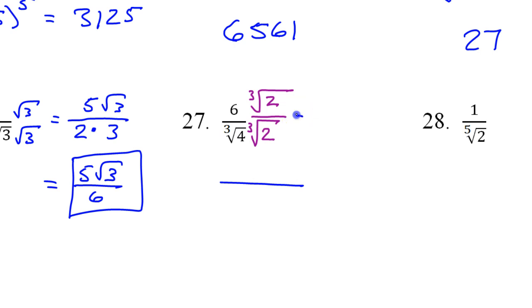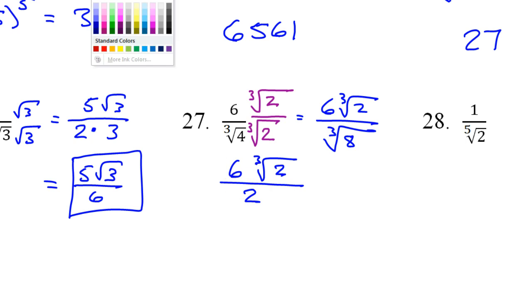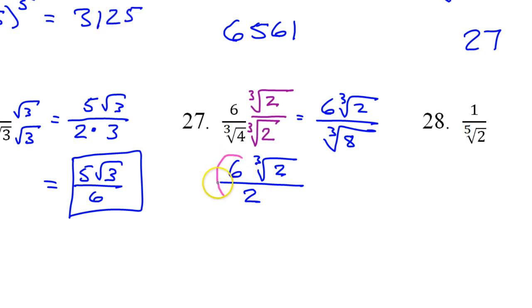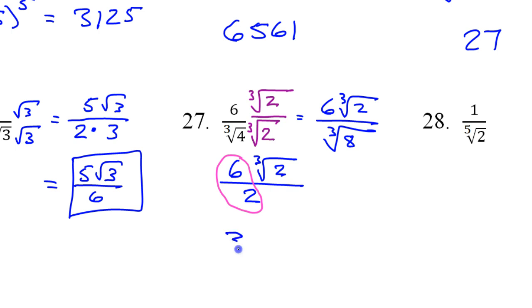maybe I'll do one more step. That's going to give me 6 cube root 2 over cube root 8. And the cube root of 8 is 2. So now I have 6 cube root 2 over 2. And I won't stop there either, because 2 divides evenly into 6. 2 goes into 6 3 times. So the final answer is going to be 3 cube root 2.